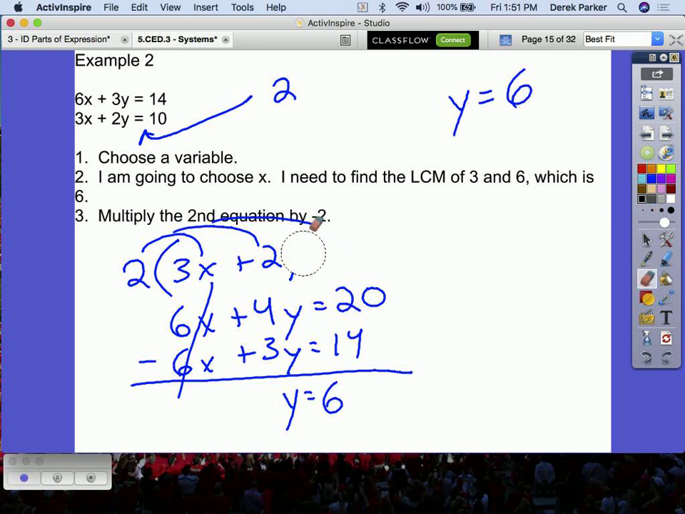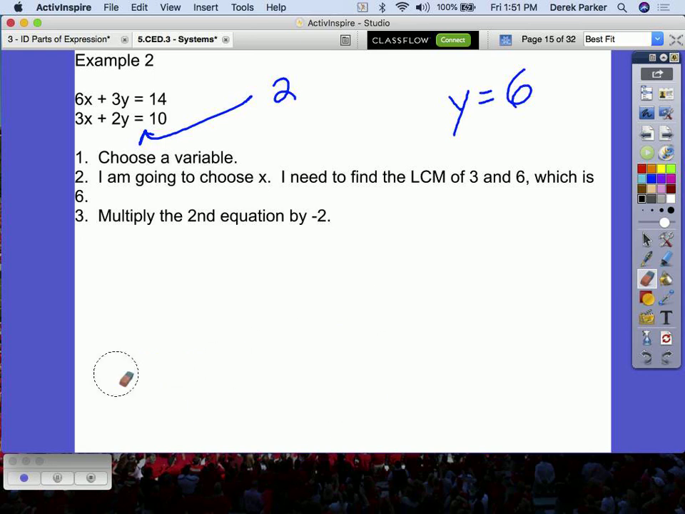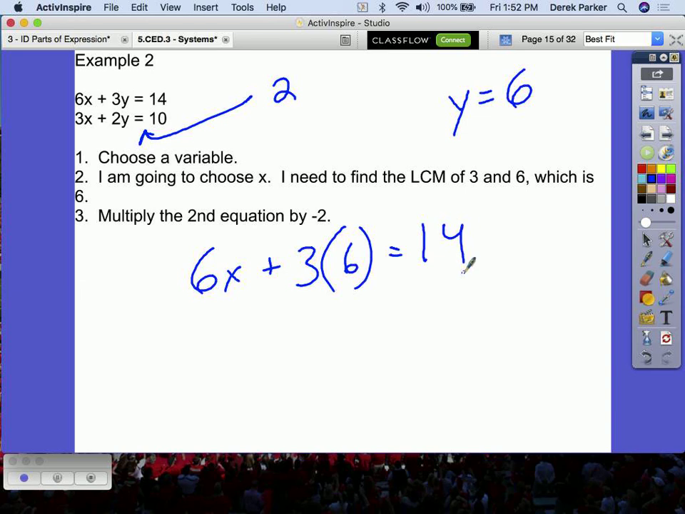Now that I have y, I can choose either equation and plug it in to solve. I'm going to go with the first equation. 6x plus 3y, so 3 times 6, equals 14. 6x plus 18 equals 14.